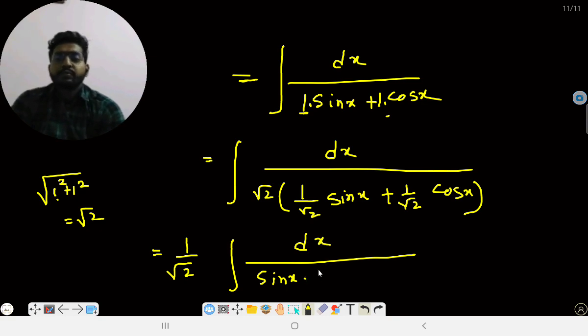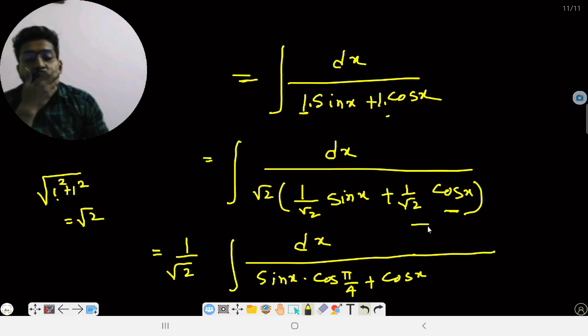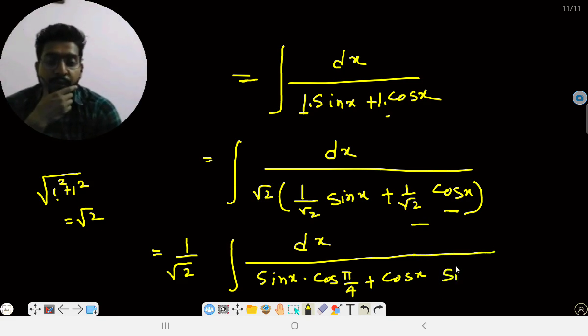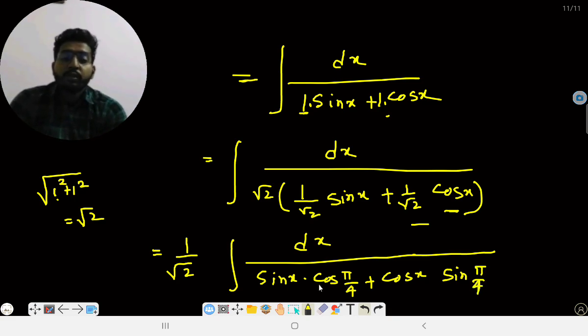We know sin 45 or cos 45 is 1 by root 2. So here suppose I am writing cos pi by 4, and cos x again is 1 by root 2. Then we can write sin pi by 4 like this. Then you can see this is the sin a cos b plus cos a sin b form, so this is sin(a plus b).